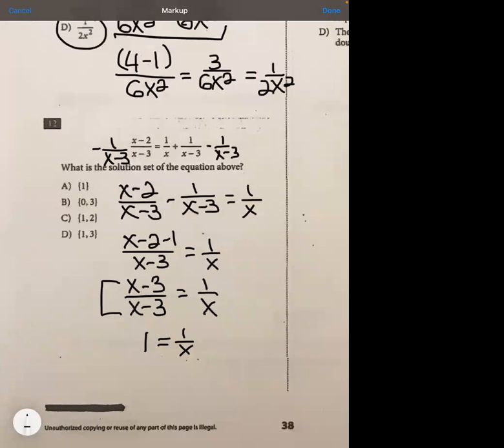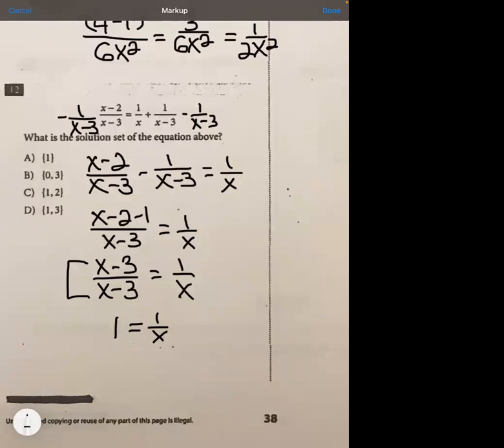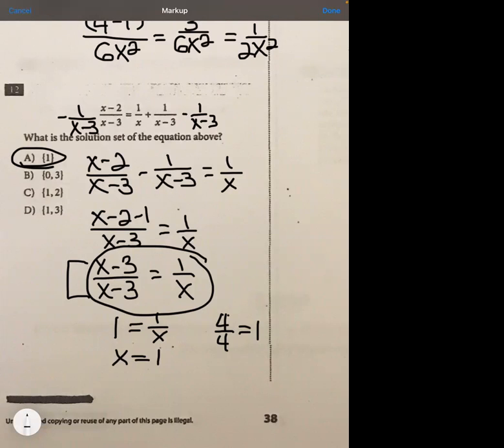Another way of thinking about it is like 4 over 4, because you're dividing something by itself. In this case, you're dividing x minus 3 by itself. And that's why we get 1. From here, we could cross multiply, and we could get x equals 1. That kind of saves you some time from multiplying it in this form, which would be time consuming, and people might make mistakes from there.